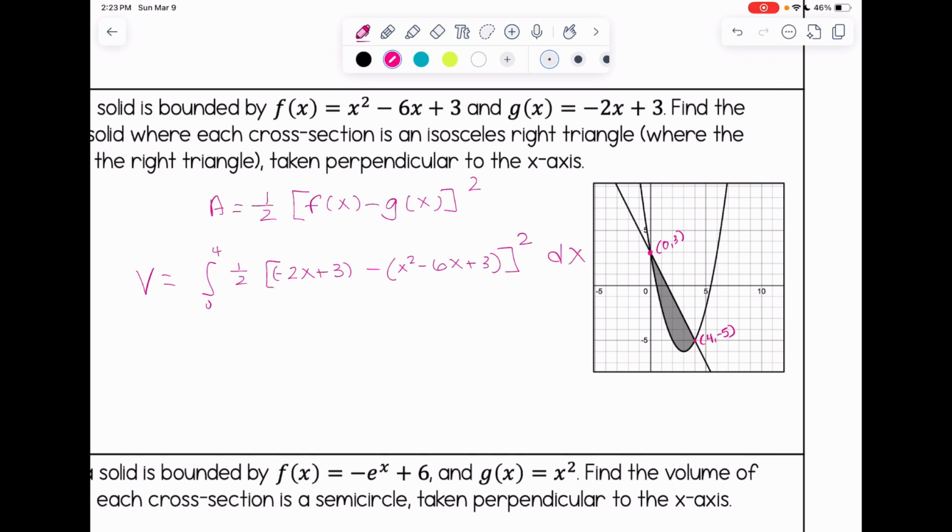Okay, from here we can go to our calculator to evaluate this. So you could use Math 9 to type it in. I have already done that. And when I did it to 3 decimal places, I got 17.066 as the volume of the solid.